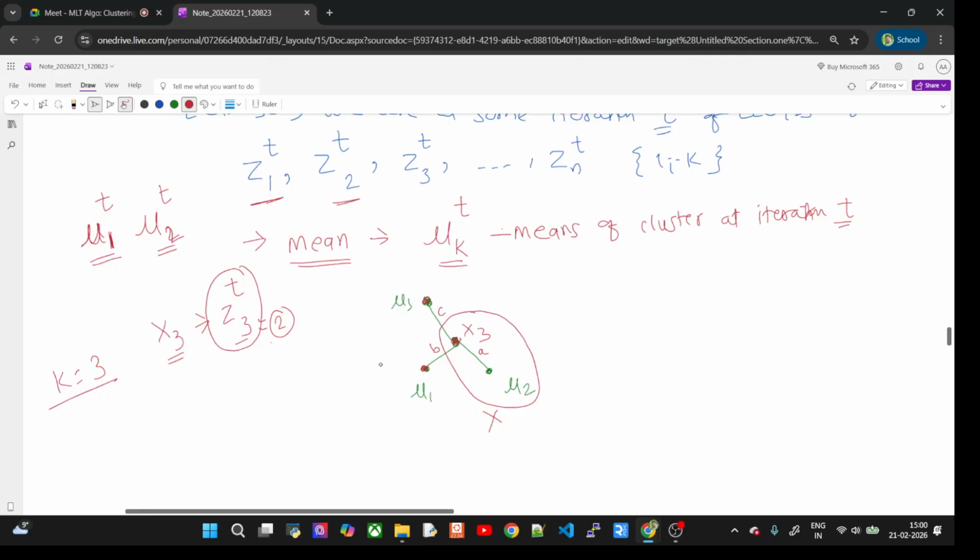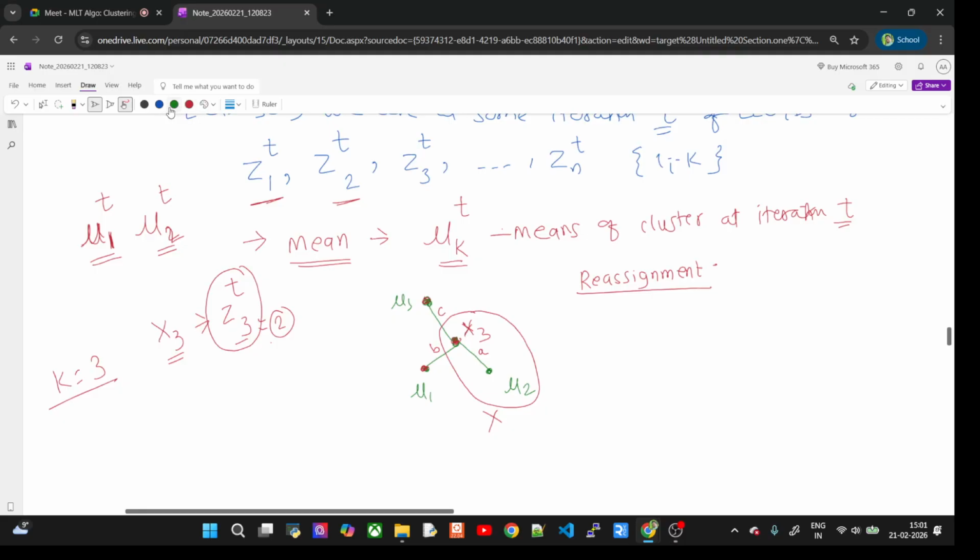Now you want to jump to another cluster. For that reason you have to figure out the distance of your point from the other clusters. So here you need to do the reassignment, the thing you understood in the Lloyd's algorithm. This is the reassignment step. Reassignment will come here because this x3, your current point, is not happy with the current group, so he wants to jump.